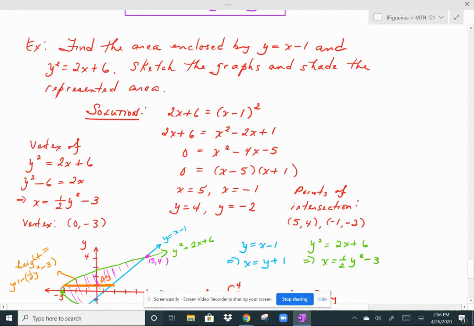So the process is the same. We want to set them equal to each other, but I can't set them equal to each other in their current state because one is y equals and the second curve is y squared.